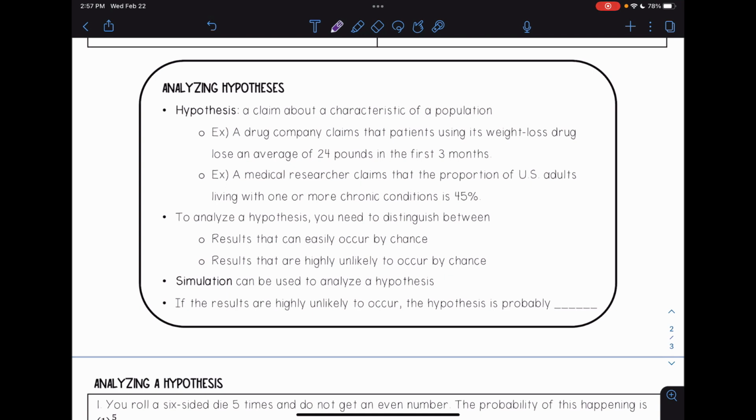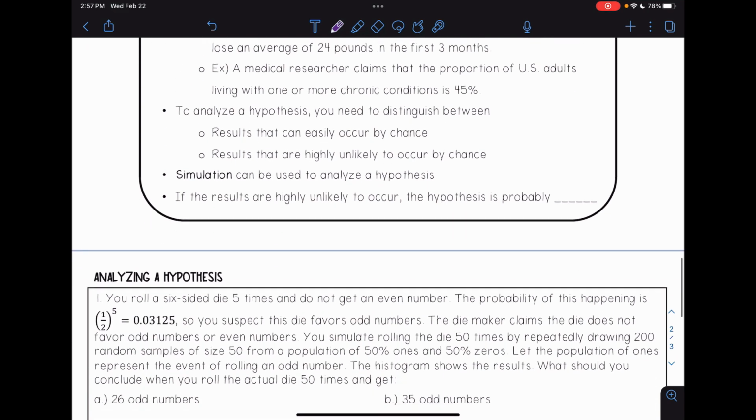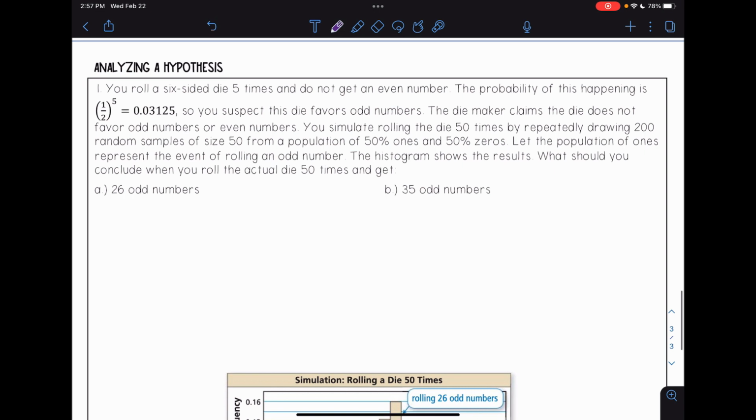And so to analyze a hypothesis, you need to distinguish between results that can easily occur by chance and results that are highly unlikely to occur by chance. And we can do this by using a simulation. If the results are highly unlikely to occur, the hypothesis is probably false. On the flip side of that, if the results are highly likely to occur, then the hypothesis is probably true. So let's look at an example.